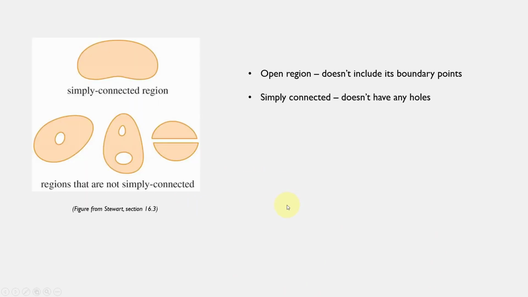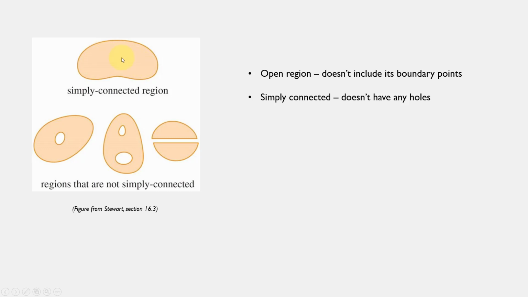What's that? So open regions are regions that don't include their boundary points. So it's the set of all points except for the boundary of that set. And simply connected, really simply, is regions that don't have any holes or aren't disjoint. So this is a simply connected region here. A technical way of saying it is that if you picked any two arbitrary points in the region, you could connect a straight line between them that would remain in that region.